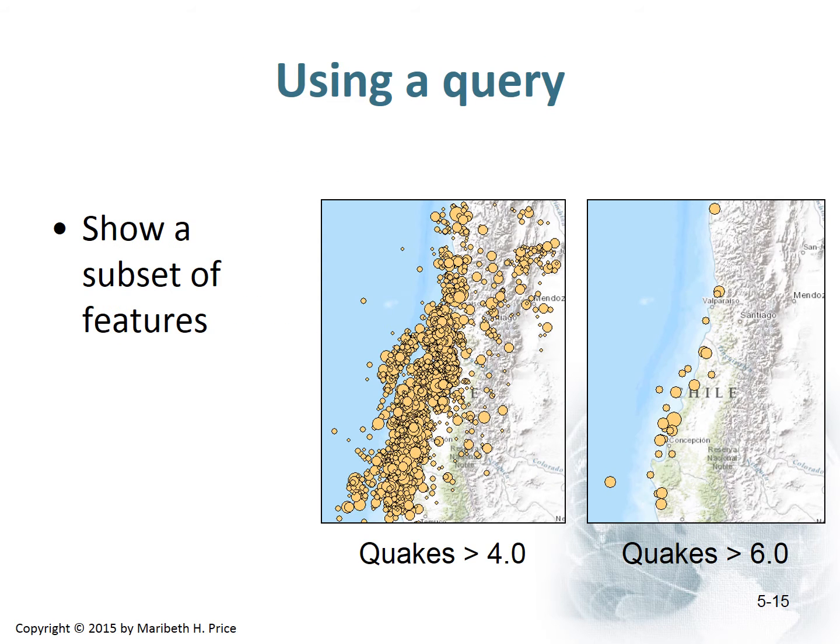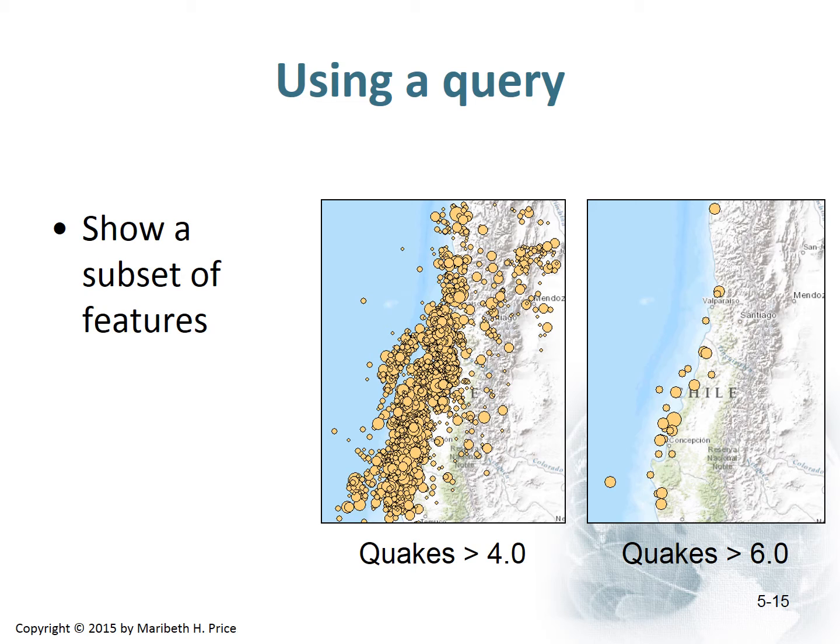So we're going to look at the idea of using a query. So we're going to show a subset of features. If you look at all these earthquake data, everything over 4.0 is identified by a point value, and the larger the point, the larger the earthquake. And it really makes it, in some respects, obscure to figure out where the large earthquakes are at, because you can't tell for the number of small ones.